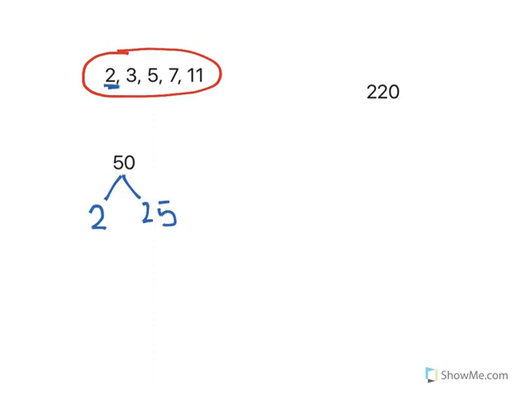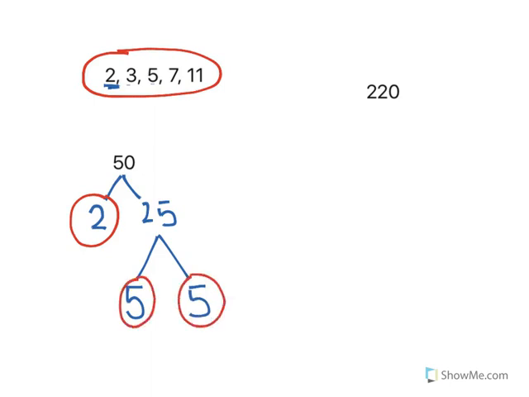2 is a prime, so I can put a circle around it and I know I'm done on that side. 25 isn't, so I need to make another branch underneath. Now 2 doesn't go into 25, 3 doesn't go into 25, but 5 does. So 5 times 5 is 25. Both of these are primes, so I can circle them. I've got no loose ends, so I know I'm done.